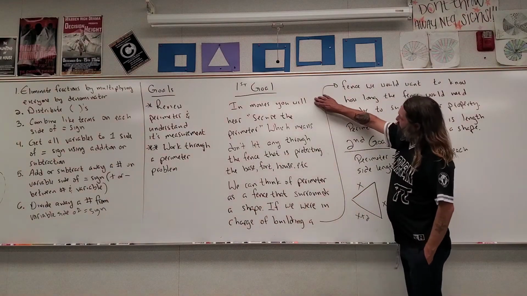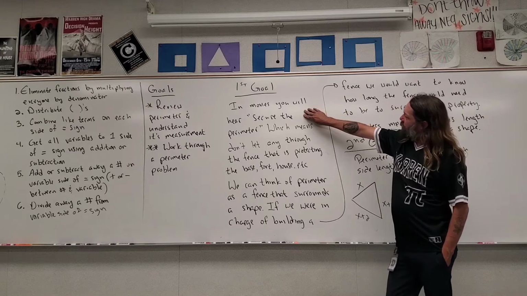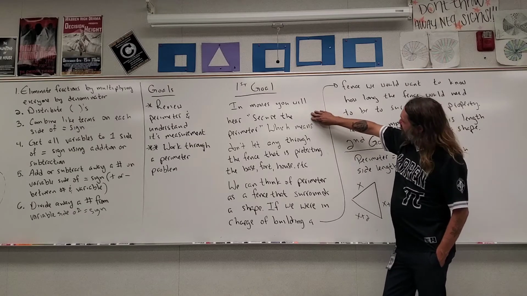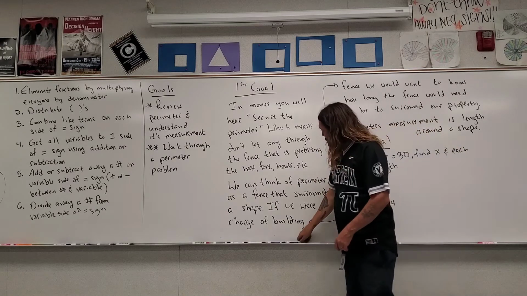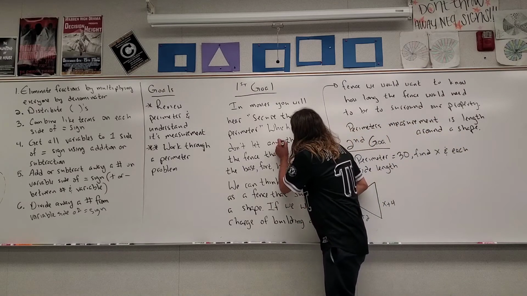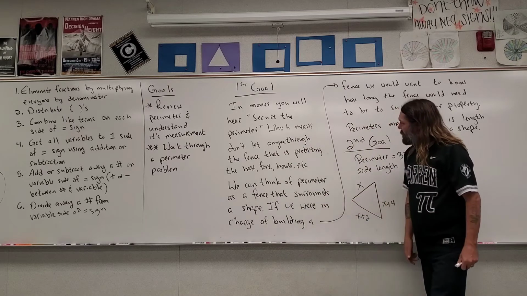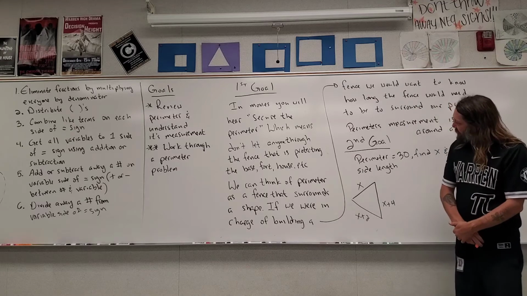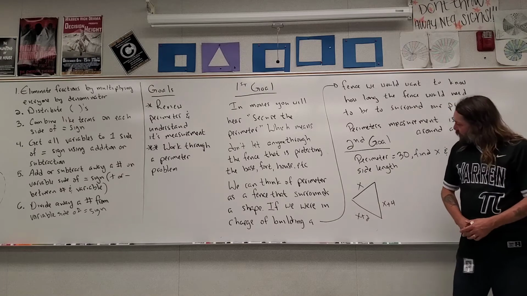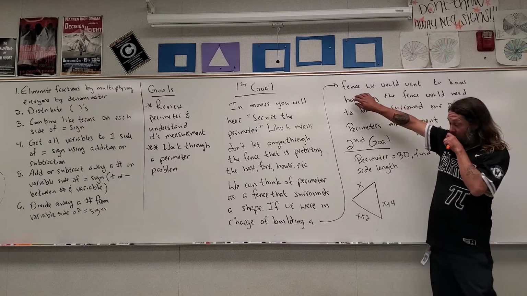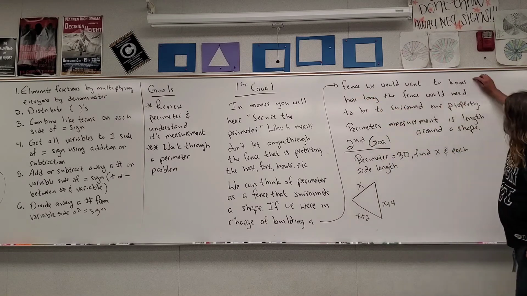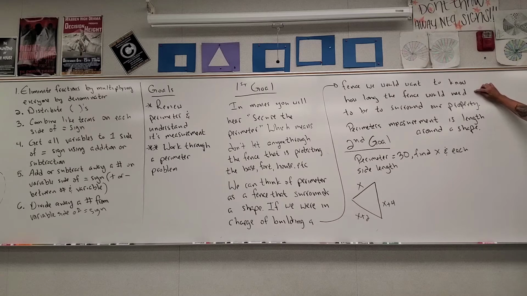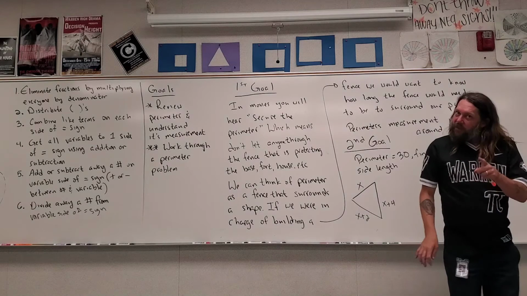In movies, you will hear the phrase "secure the perimeter," which means don't let anyone through the fence that is protecting the base, the fort, your house, etc. We can think of the perimeter as a fence that surrounds a shape. If we were in charge of building a fence, we would want to know how long the fence would need to be to surround our property. So the measurement for perimeter is the length around the shape.